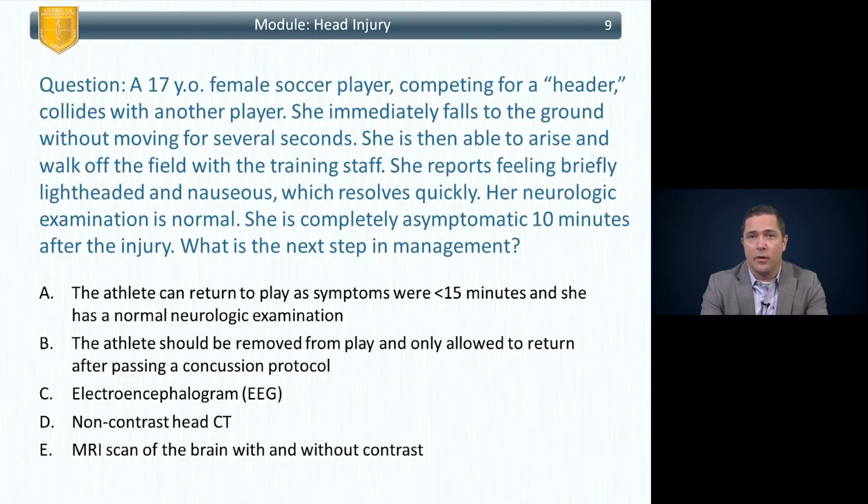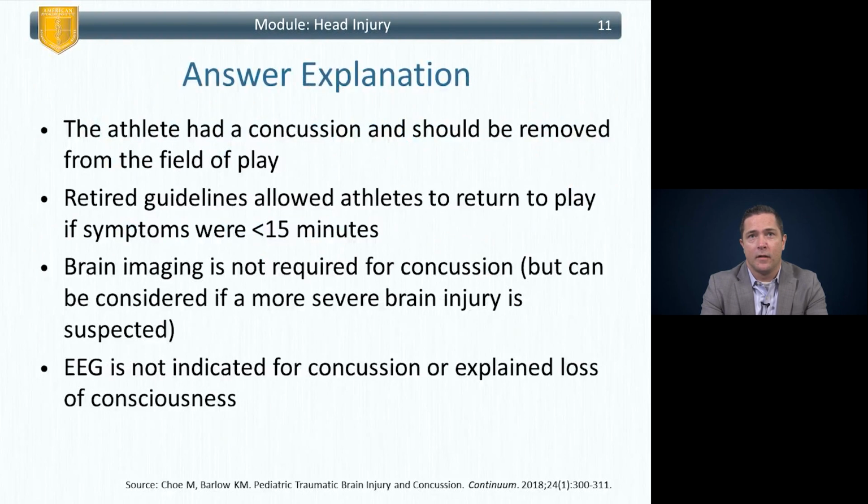The athlete can return to play as symptoms were less than 15 minutes and she has a normal neurologic examination. The athlete should be removed from play and only allowed to return after passing a concussion protocol. She requires an EEG. She requires a non-contrast head CT. She requires an MRI scan of the brain with and without contrast. The best available option here is B. The athlete should be removed from play and only allowed to return after passing a concussion protocol and cannot return that same day to competition.